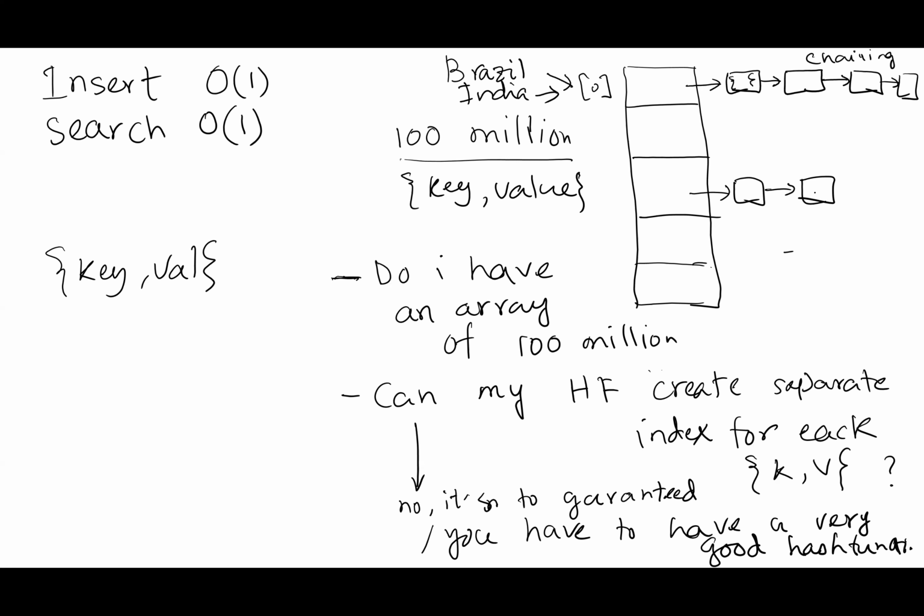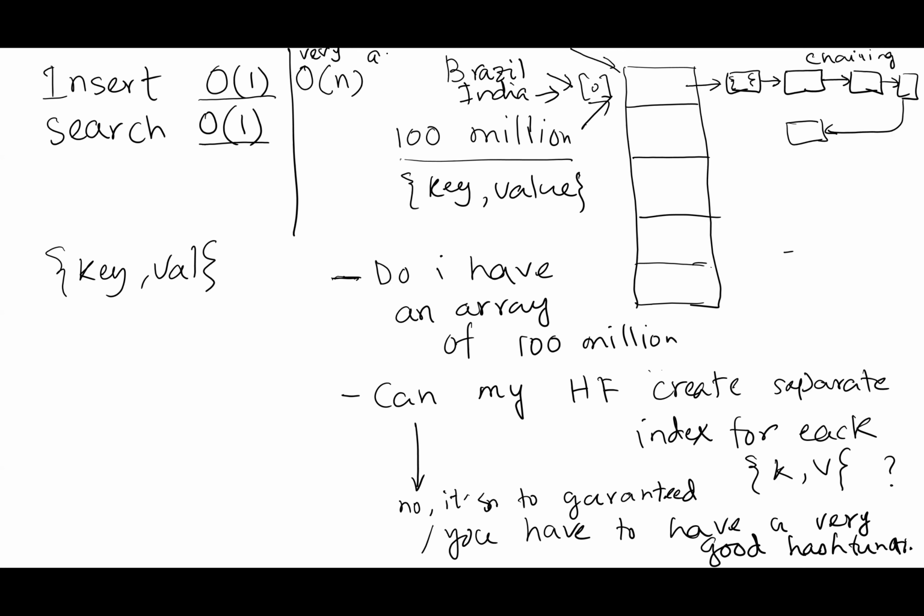Okay, so this is called chaining. This is a collision avoidance mechanism. And in that case, obviously, insert and search is no longer order of one. If your hash function is super bad, what is a very bad hash function? A very bad hash function is a hash function that maps everything to the same location, everything, right? In that case, if you have n amount of data, your insertion is also going to take order of n. So this is a very bad hash function.